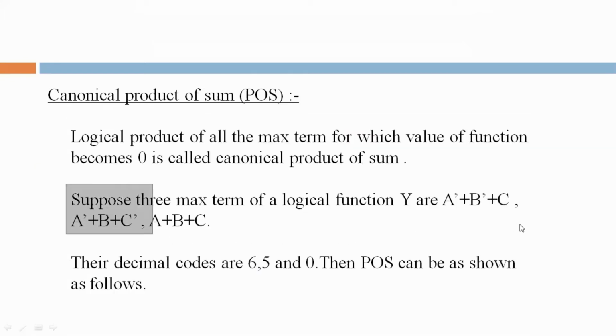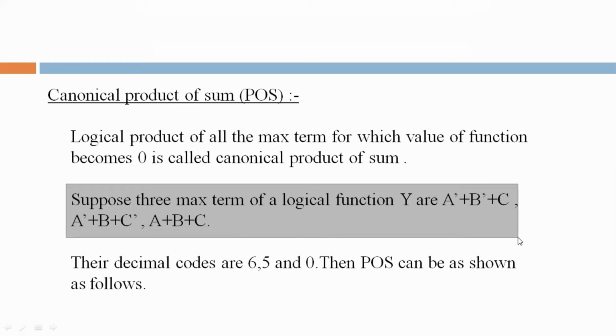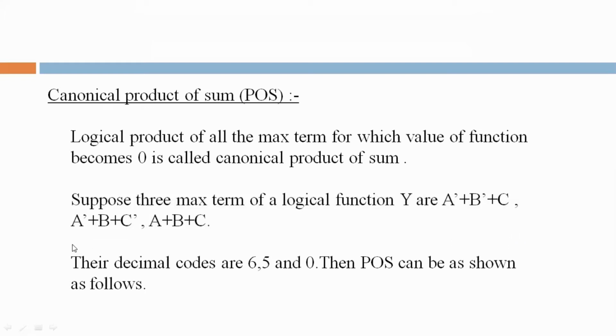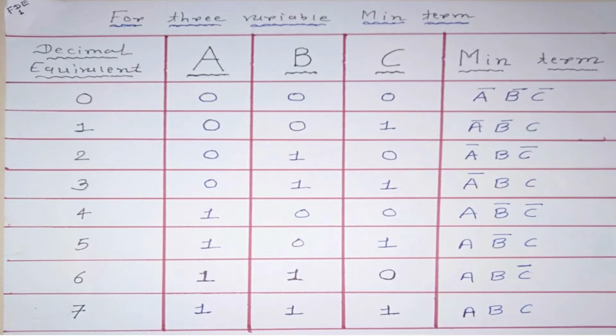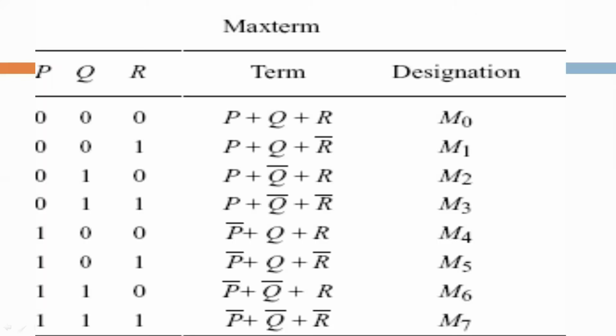Suppose the three max terms of the logical function y are: first, a dash plus b dash plus c; second, a dash plus b plus c dash; third, a plus b plus c. Their decimal codes are 6, 5, 0. It is the reciprocal of sum of product. A, B, C will be represented, I think in the last example it was 7, but here the terms will change. These are max terms. We know min terms and max terms.